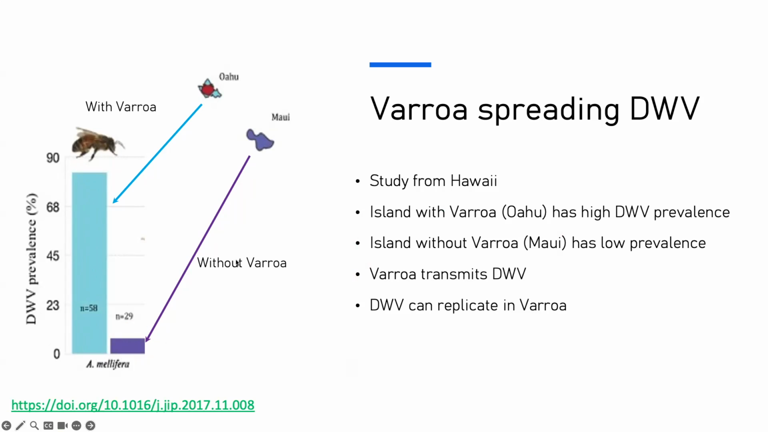The Varroa mite is known to actually transmit the deformed wing virus. Not only that, but the deformed wing virus can actually replicate inside Varroa. So Varroa is actually a host for deformed wing virus, not only honeybees. And we will come back to that later because some of that will become quite important in the presentation.